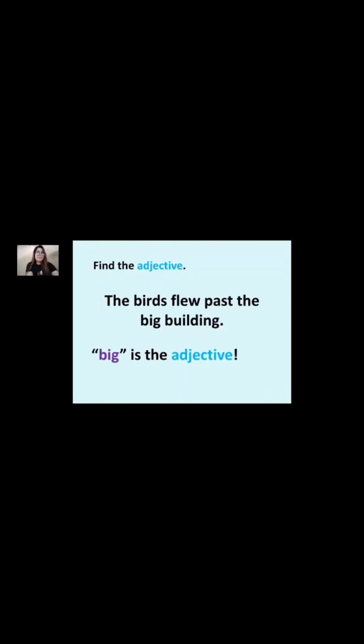Here's the next one. He ran to the old store. Which is the adjective? Very good. Old is the adjective in the sentence. Old describes the noun store. Here's the other one. The birds flew past the big building. Which is the adjective? Right, very good. Big is the adjective in the sentence. Big describes the noun building.